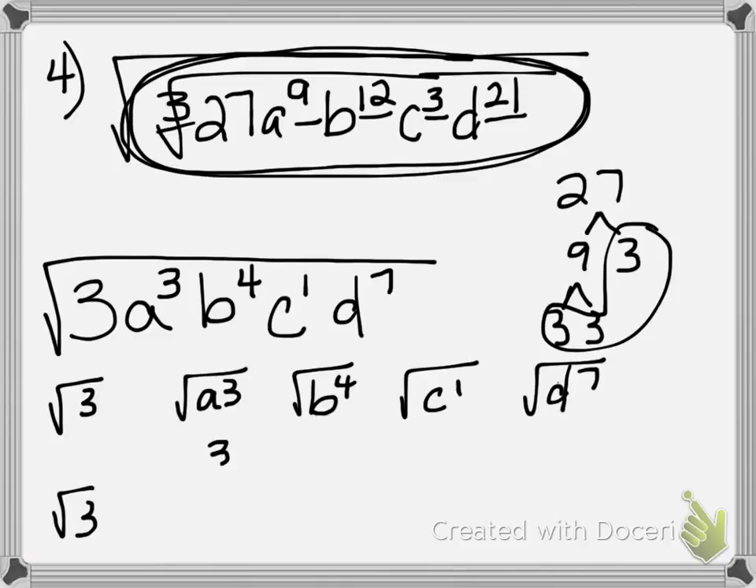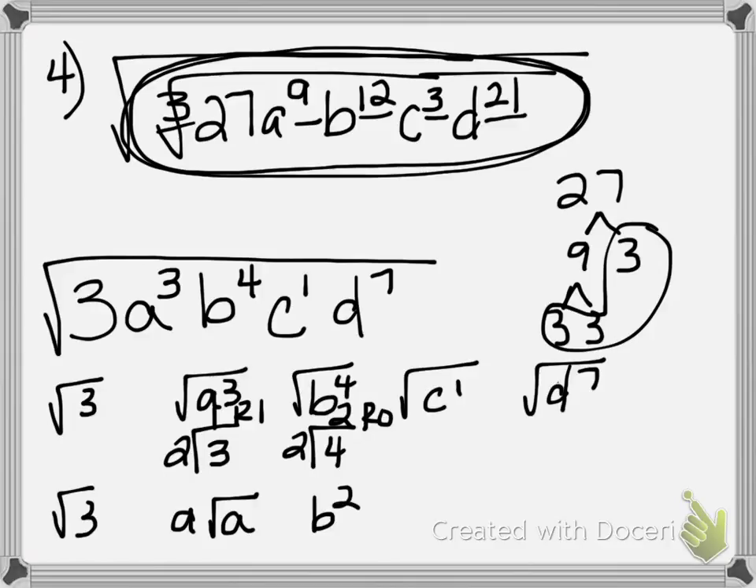For a to the 3rd, 3 divided by 2 is 1 with a remainder of 1. So that means I'm going to have a square root of a. For b, I'm going to do 4 divided by 2, and that is 2 with a remainder of 0. So I'm going to have b squared. For the c, 1 divided by 2, that's going to be 0 with a remainder of 1. So that means I'm still going to have the square root of c.